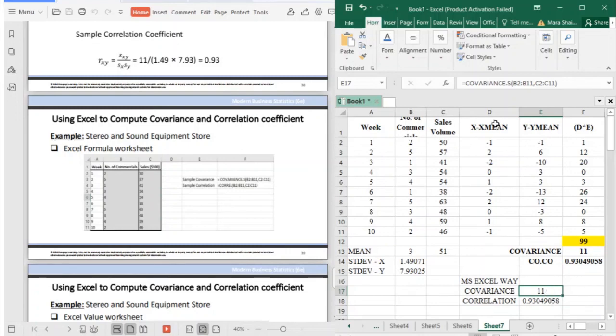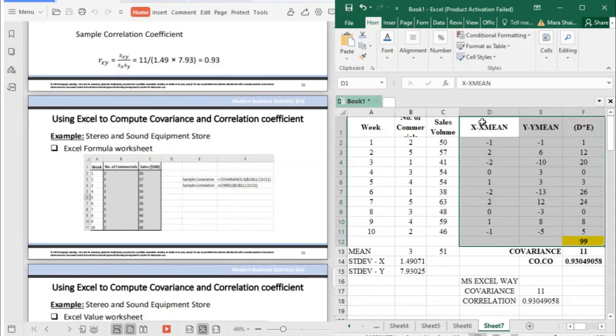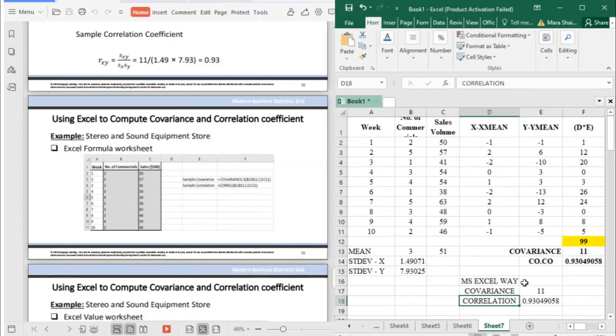So you don't need to get these columns. If you use Excel, you no longer need to compute the deviations about the mean. As long as you have your X values and Y values, you just make use of the covariance function and then the CORREL function for the correlation. So you get your covariance and correlation right away. So, that's how you measure the relationship given two variables. So that's how you measure the association between two variables.